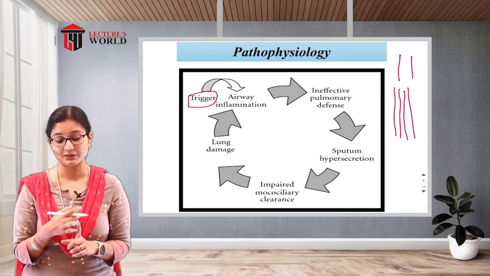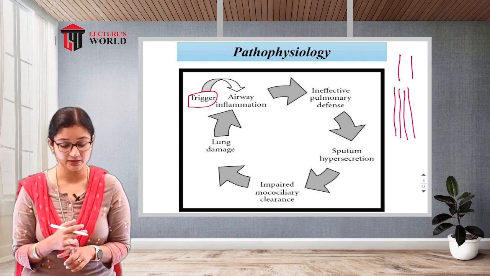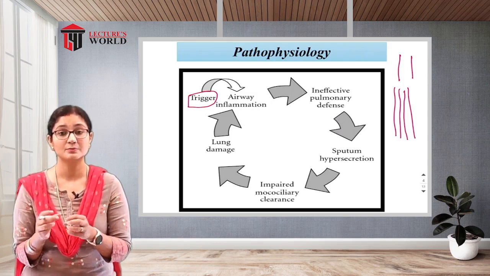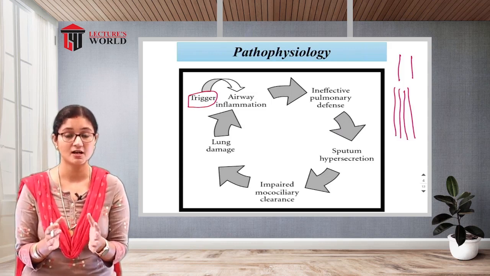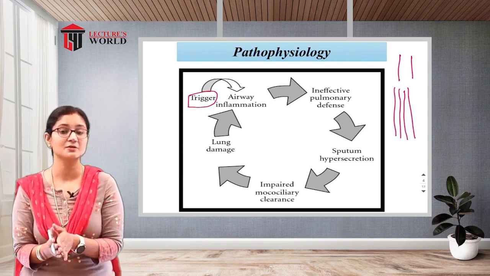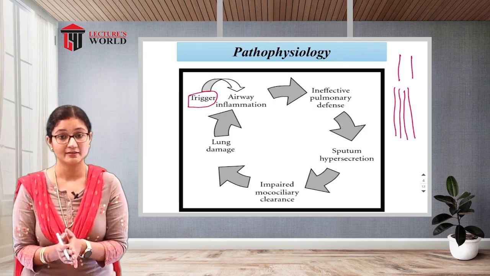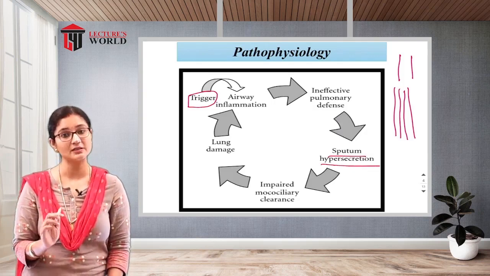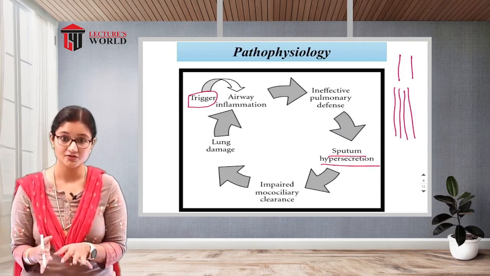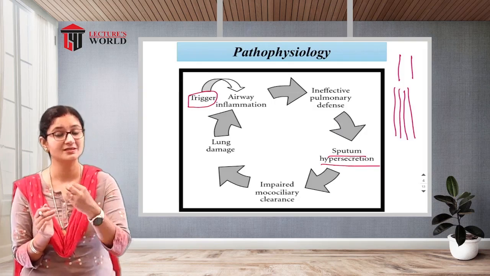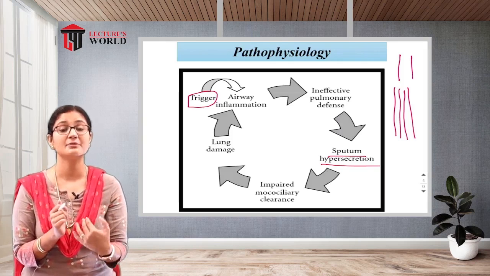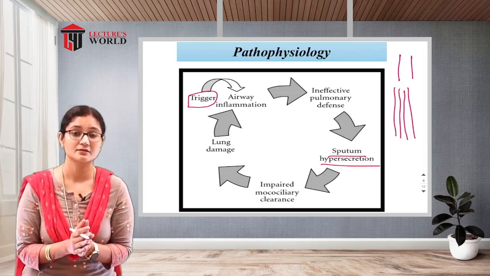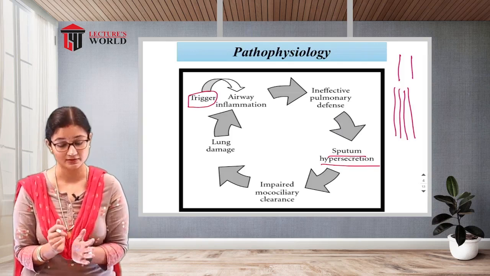Next is ineffective pulmonary defense. Here what is exactly happening is that the pulmonary structures are not able to take care of themselves properly, and because of that, further sputum hypersecretion happens. Ideally, mucus secretion increases, and then there can be hypersecretion because of chronic exposure to the irritant or the etiological factors.